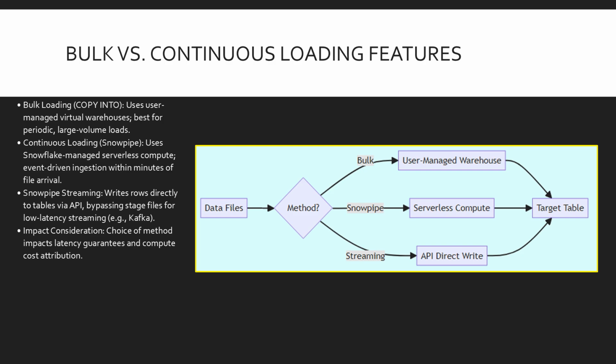Here we map the flow based on the method. Data files enter the decision point. If you choose bulk, the workload goes to a user-managed warehouse. If you choose Snowpipe, it routes to serverless compute. If you choose streaming, it bypasses file staging via API direct write. All three terminate at the target table.